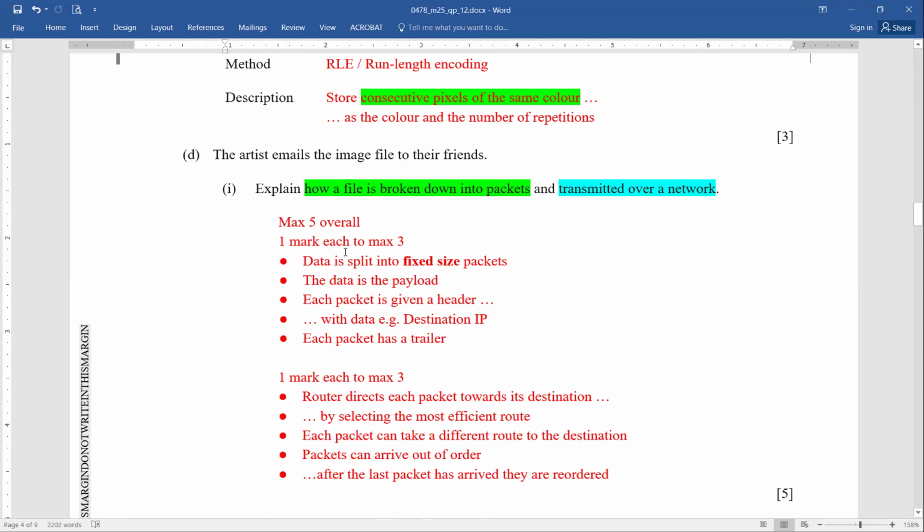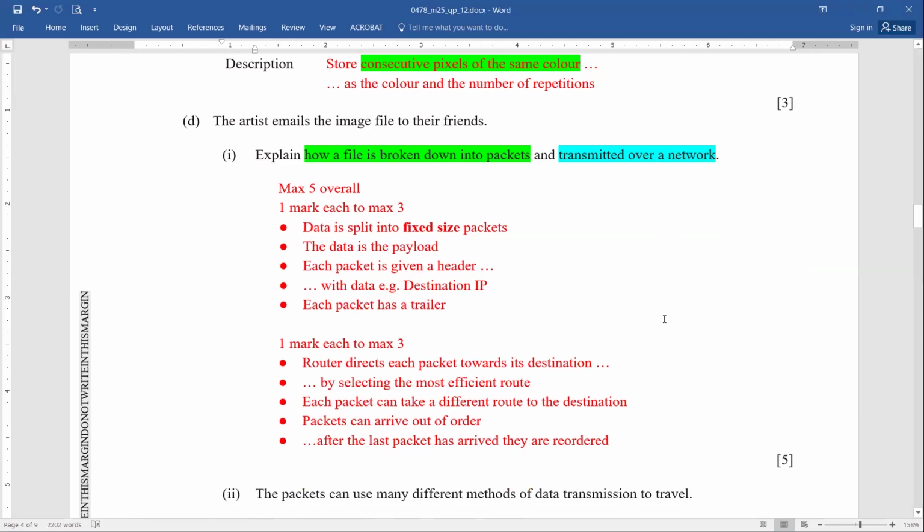First part will be breaking the data into packets. Some points are reserved for that. And then you will talk about how those packets will be transmitted over the network, definitely the use of routers, taking different routes. Each packet may take a different route to reach the destination. And then on the receiver's end, they are all reordered so that they can be understood on the receiver's end.